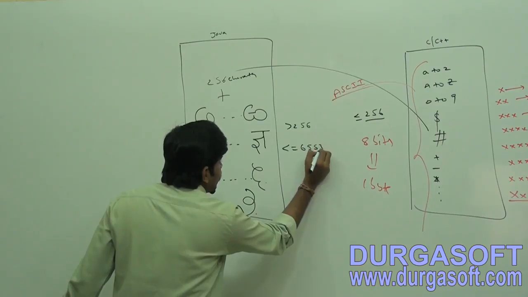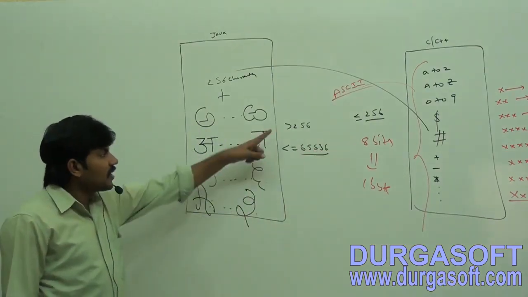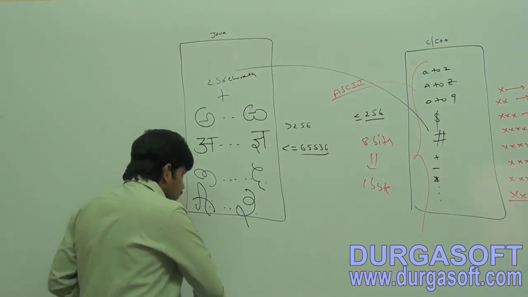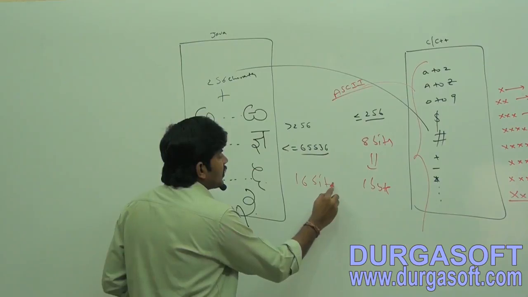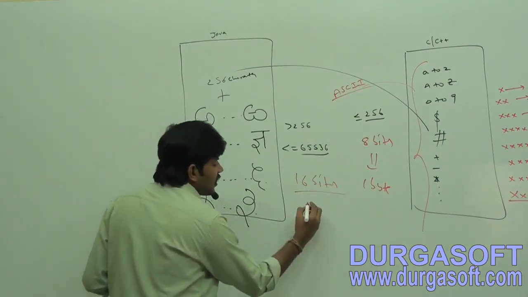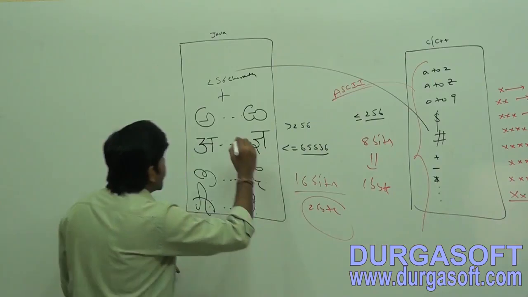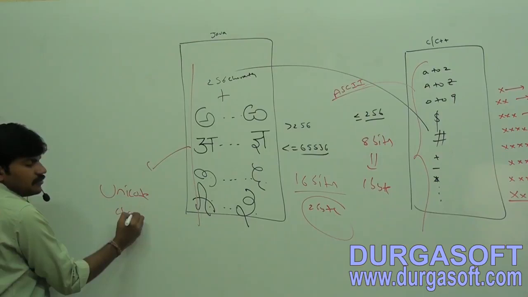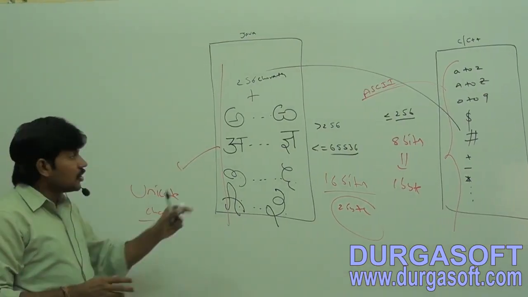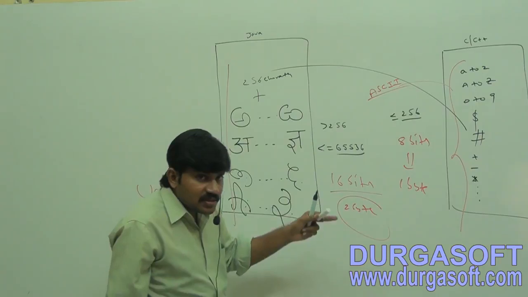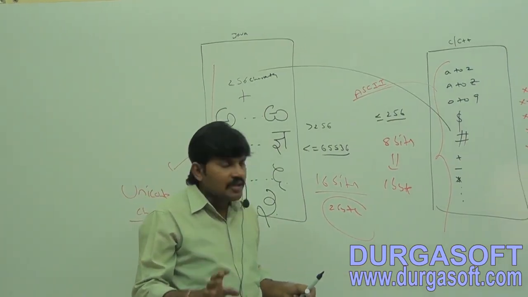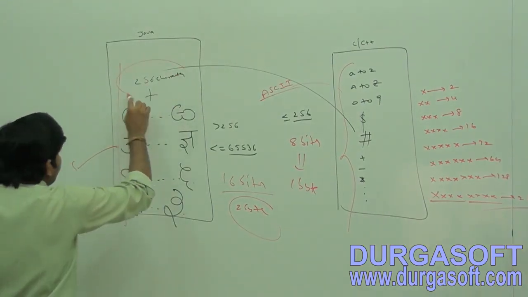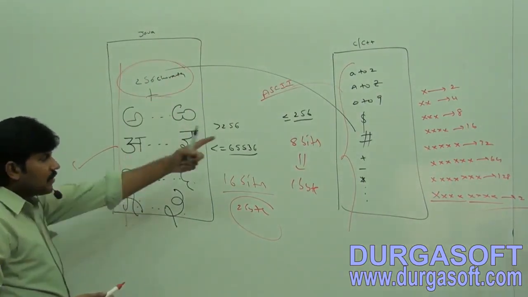Are you getting it? To represent this many numbers, 8 bits may not be enough. Compulsorily we should go for 16 bits. That's why the size of char is 2 bytes. And all these characters are by default considered Unicode characters. Java is Unicode based. Old languages are ASCII code based. Based on that, the difference came. But in Java, the first 256 Unicode characters are nothing but ASCII characters only.